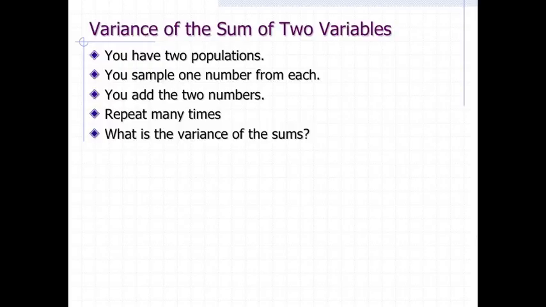You have two populations. You sample one number from each population, and then you add the two numbers together. You do this over and over again until you have a great many sums. The question is, what is the variance of the sums?